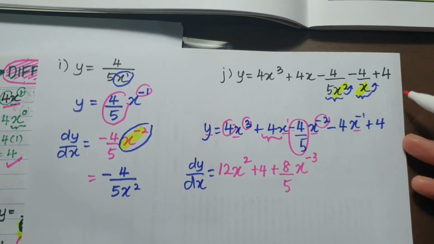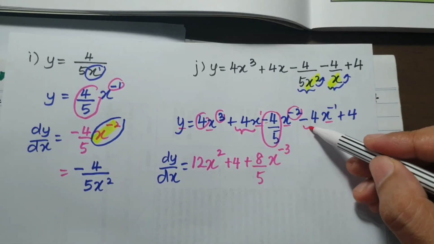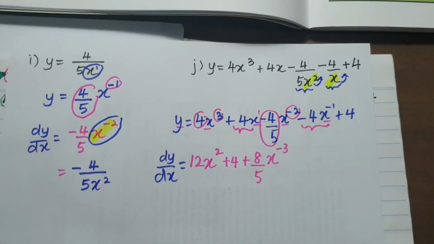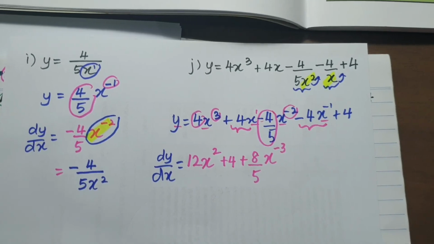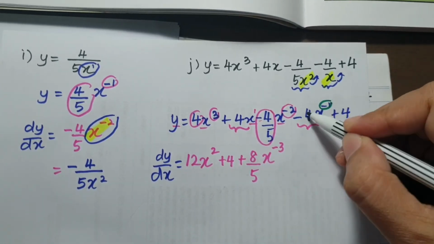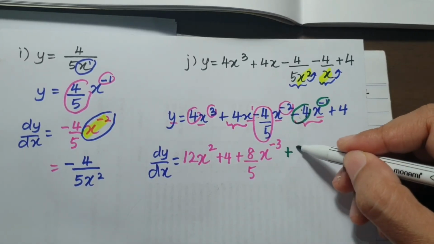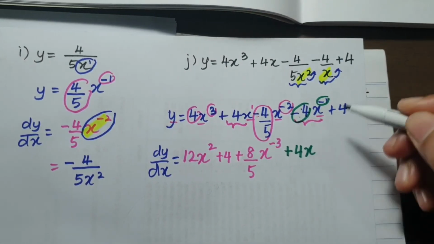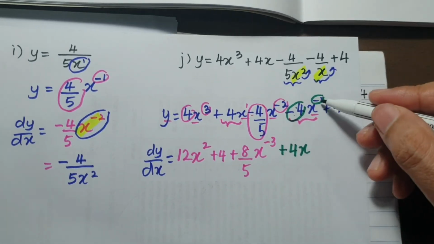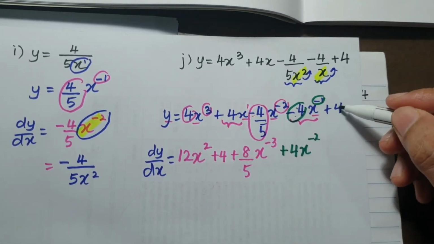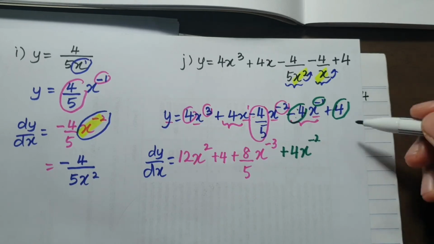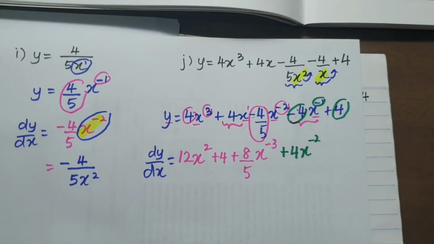Okay, next. This function. Okay. Multiply the index to the front. Negative 1 times negative 4. Positive 4. Copy variable. Index minus 1. Negative 1 minus 1 become negative 2. And the last one, you have a constant differentiation of any constant, always 0.